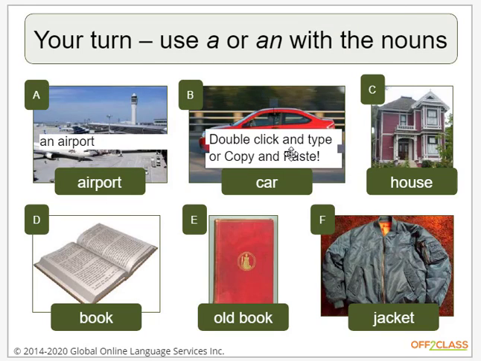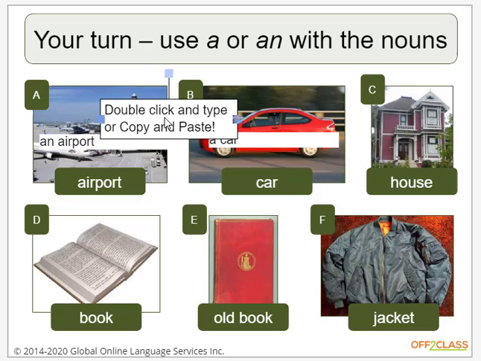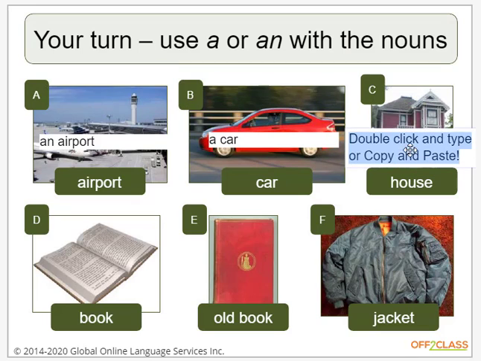How about the next one? Is it a car or is it an car? A car or an car? It's a car because it doesn't start with a vowel. It starts with a C. How about a house? Is it a house or is it an house? It's actually, because it starts with an H, we say a house.